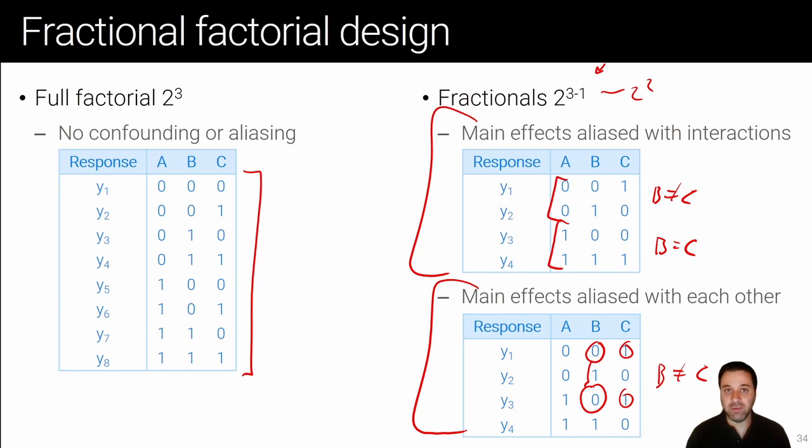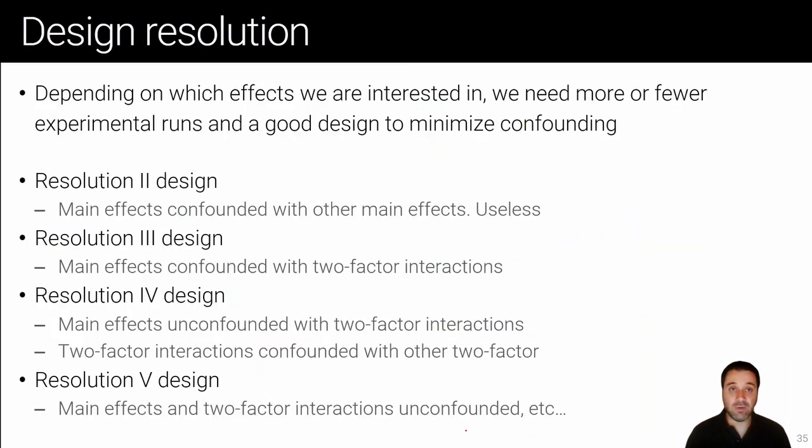And this whole thing about what effects we're going to be able to estimate from a fractional design and what they are going to be confounded with is what we call the resolution of the design. So depending on which effects we're interested in, we are going to need more or fewer experimental runs and a good design that minimizes confounding between all these factors. And so we have resolutions, for example, resolution 2. In this case, the main effects are confounded with other main effects. This is completely useless. This is the example we had earlier.